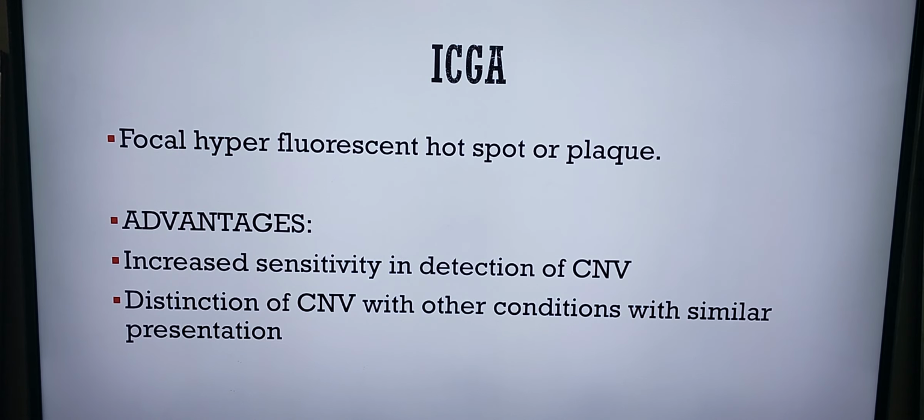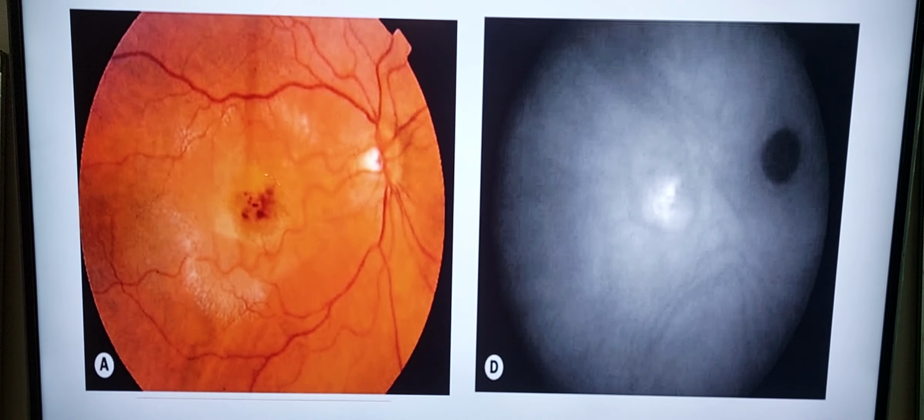Then indocyanine green angiography can also be done. It provides a better visualization of the choroidal vasculature, and in this we can see a focal hyperfluorescent hotspot or a plaque at the site of the lesion. Here you can see this is the lesion, and on indocyanine green, this is a focal hyperfluorescent spot.